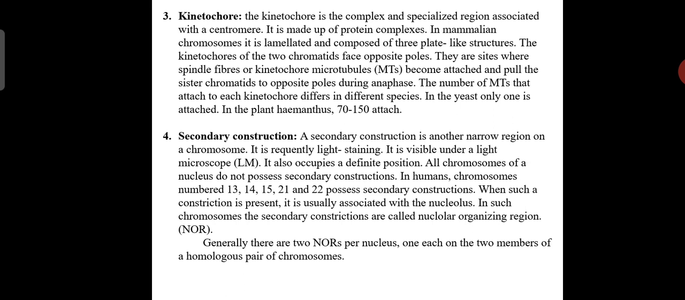When such a constriction is present, it is usually associated with a nucleolus. In such chromosomes, the secondary constrictions are called nucleolar organizing regions, that is NOR. Right? And there are two NORs per nucleus, one each on the two members of a homologous pair of chromosomes.